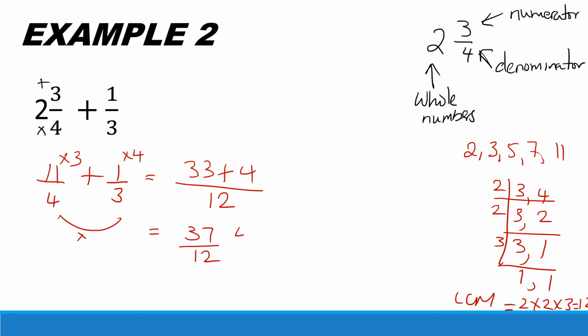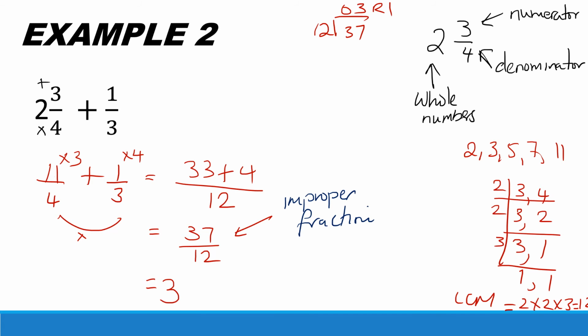So again, this is an example of an improper fraction. The numerator is bigger than the denominator. So we have to convert this now to a mixed number. So 12 into 37, 12 threes are 36, remainder 1. So I'm going to get 3 whole and 1 over 12, and that's the answer.